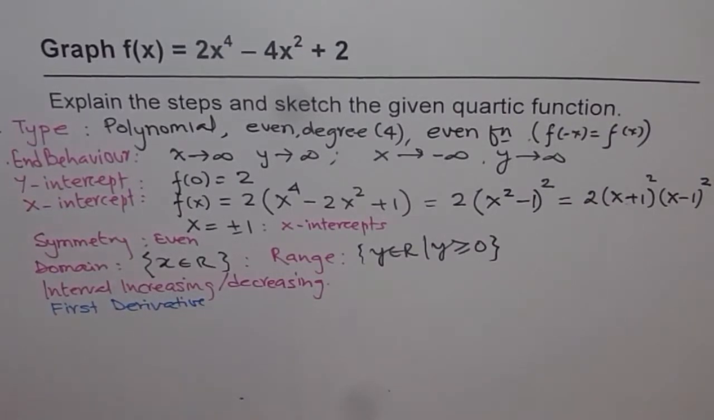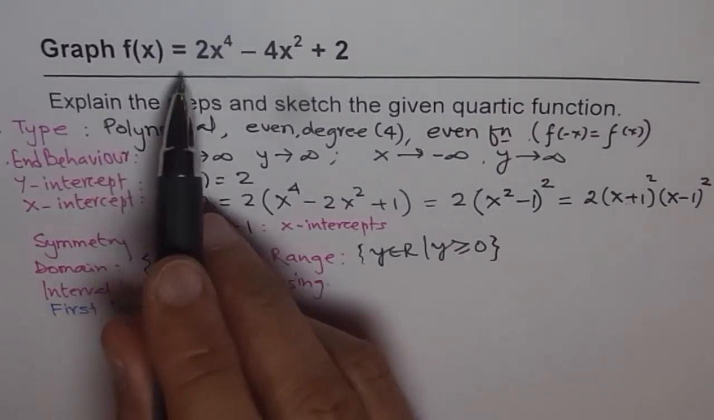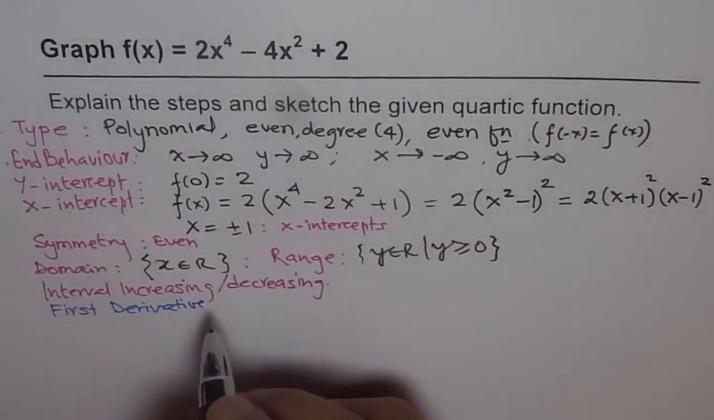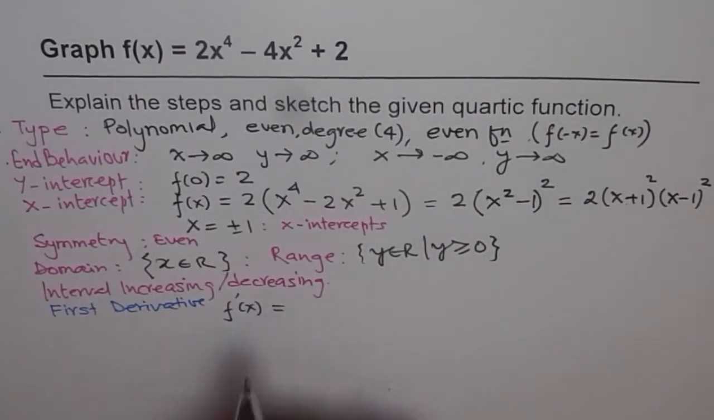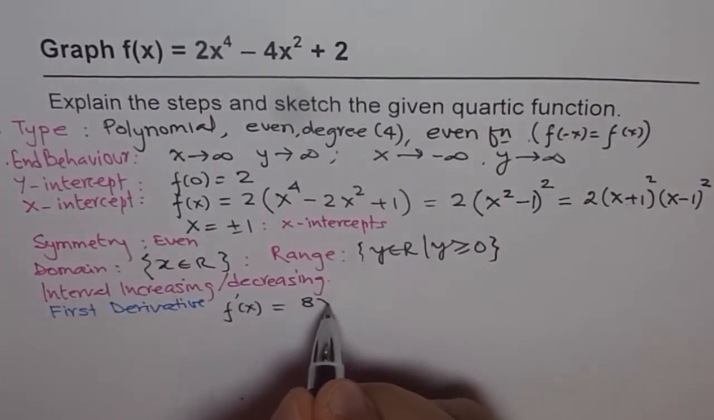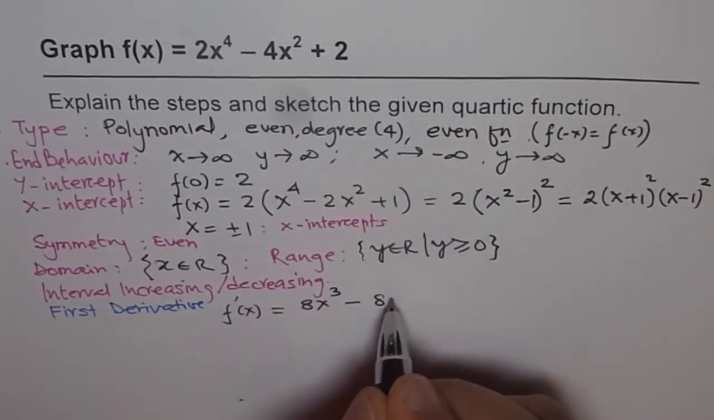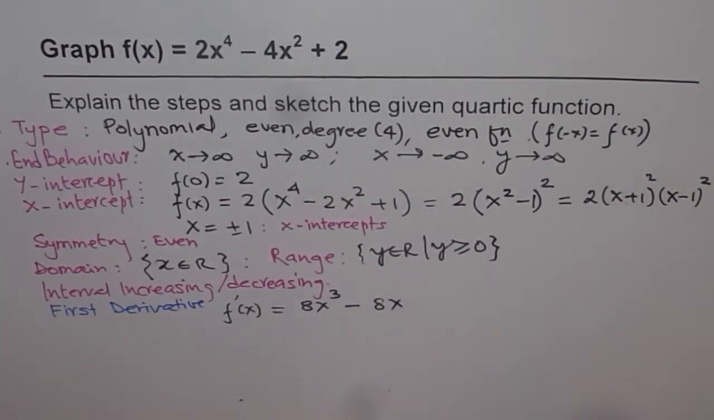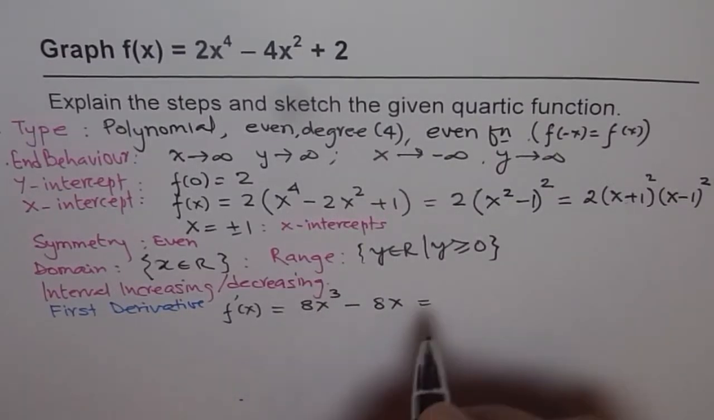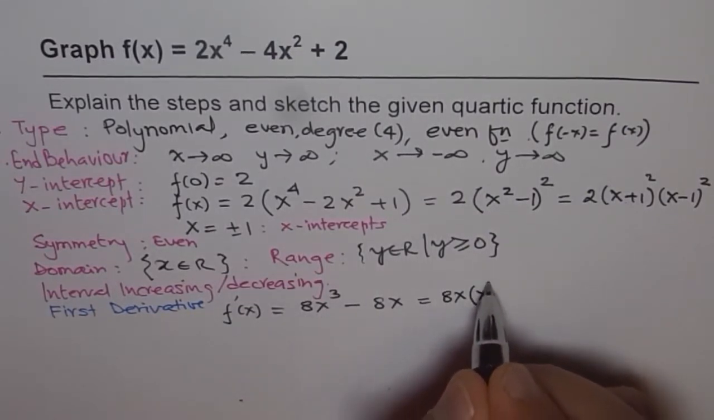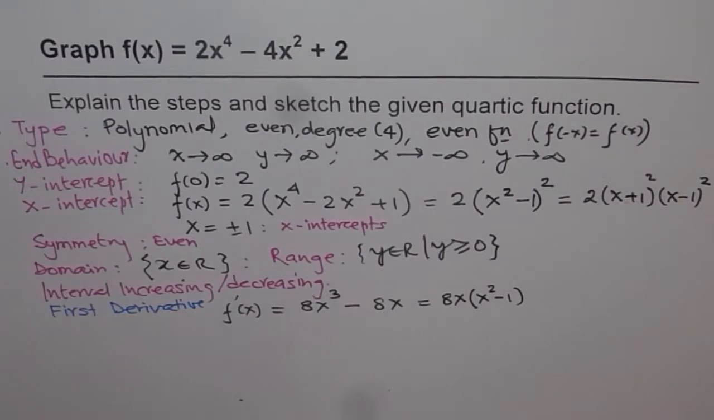Okay, so we already have a function which is given to us, y = f(x) = 2x^4 - 4x^2 + 2, and let's write down its derivative. So we have f'(x) = 8x^3 - 8x, okay, that is it. And I could write this by taking 8x common. So if I take 8x common, I'm left with x^2 - 1. Correct. And that gives me zeros.